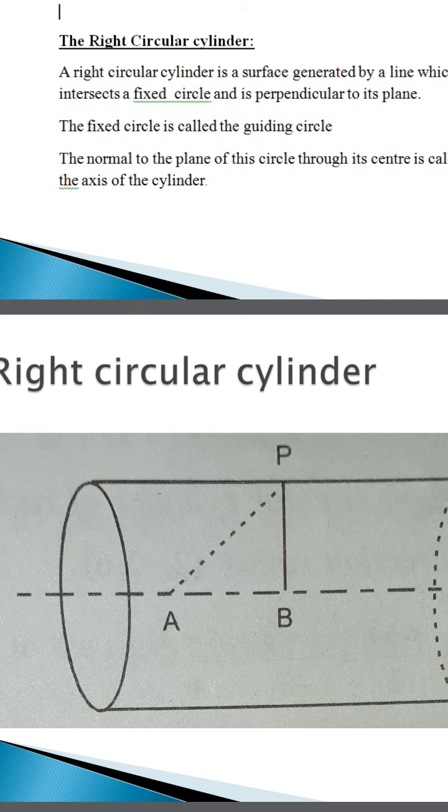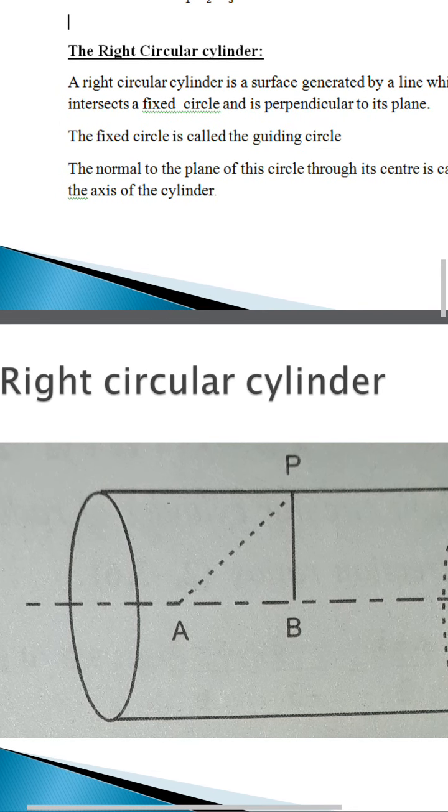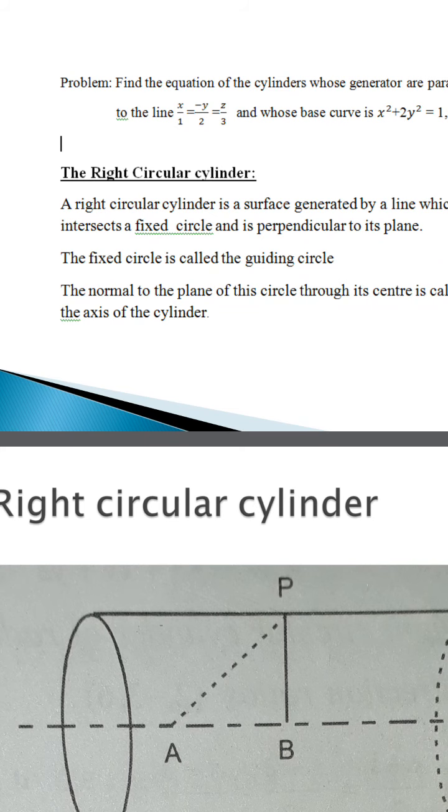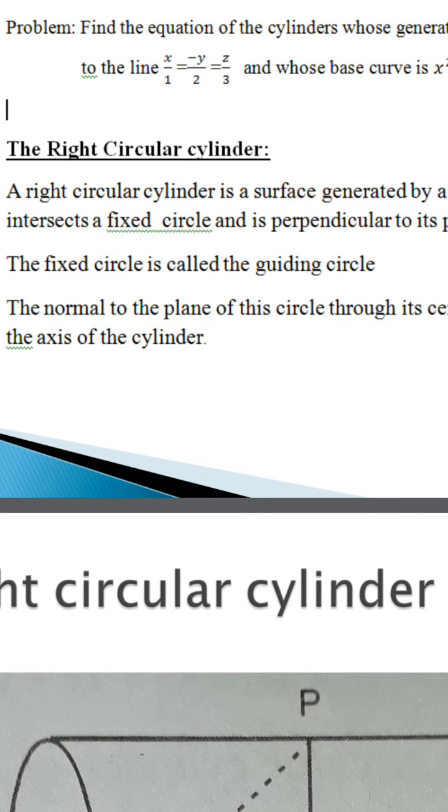In the last class, we discussed the definition of a cylinder and the problems of finding the equation of a cylinder when the generator and the guiding curve are given. I hope you have practiced them well. Now, in this class, we are going to discuss another important topic, that is the right circular cylinder.